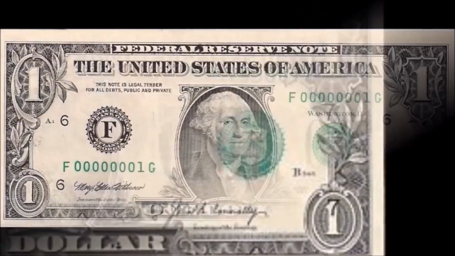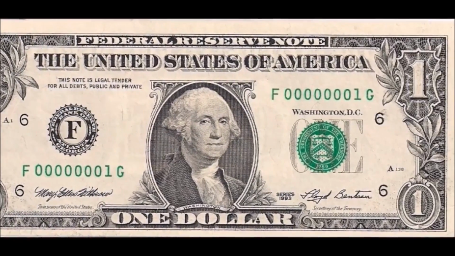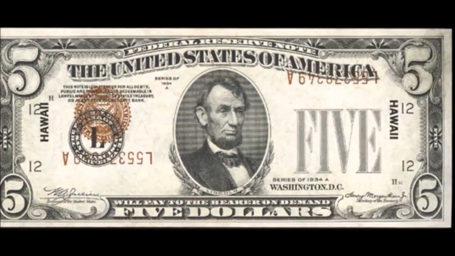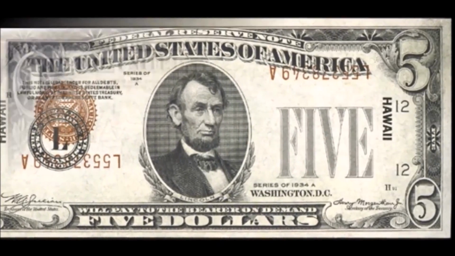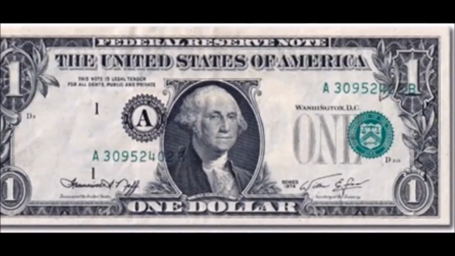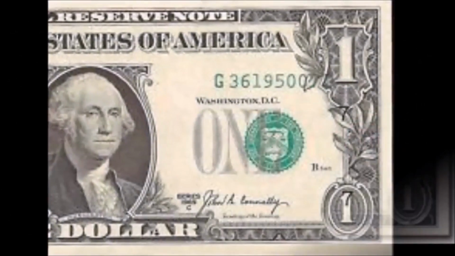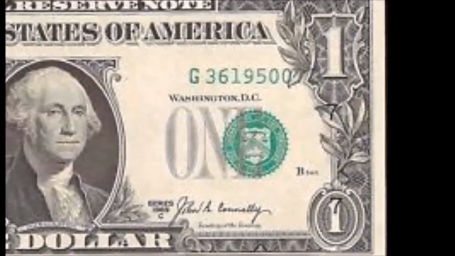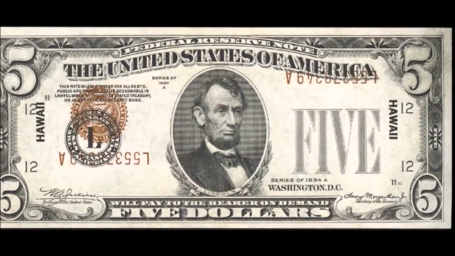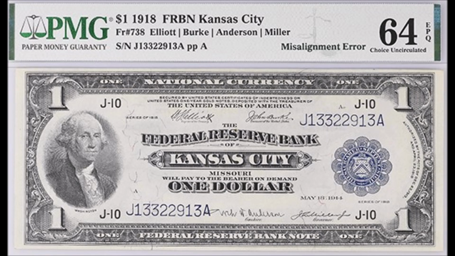Misalignment errors, which can occur during any of these three stages, happen when a full sheet of paper notes gets out of alignment during the process of being printed. Normal notes have an even border around the engraved picture in the front and back. Sometimes, when the sheet of bills gets out of alignment during printing, the note will have uneven borders, a truncated design, or even part of the next note's design left on it.